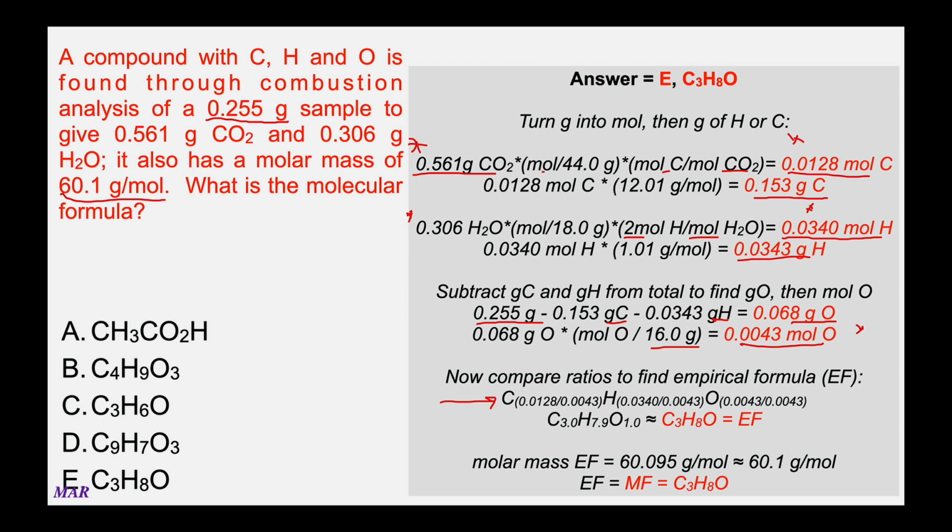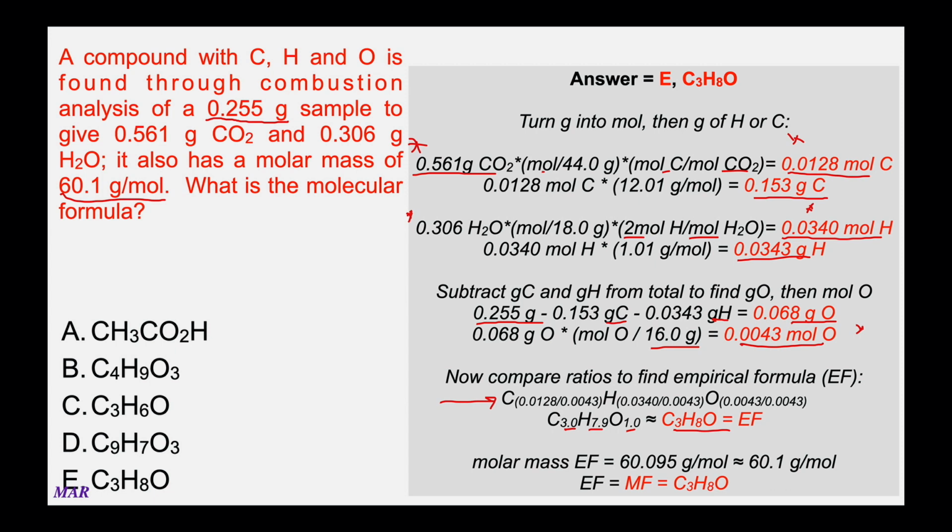We divide all of the numbers by the smallest mole number, all right? And you can see that the oxygen, 0.0043 moles, that's the smallest one. The ratio comes out to be almost exactly 3-to-8-to-1. So the empirical formula, C3H8O. Now, to really do this problem right, let's find the empirical formula's molar mass.